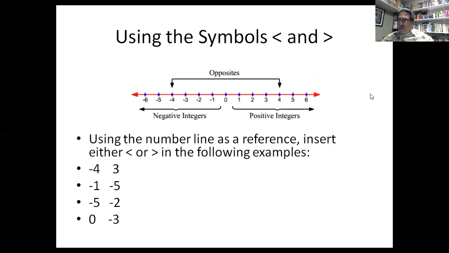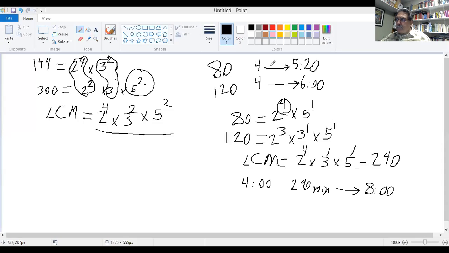Let me try again. We have -4, +3, -1, -5, -2, 0, and -3. Let me go to my tablet to maybe show that for you. That would be easier. Okay, let me again clean this.